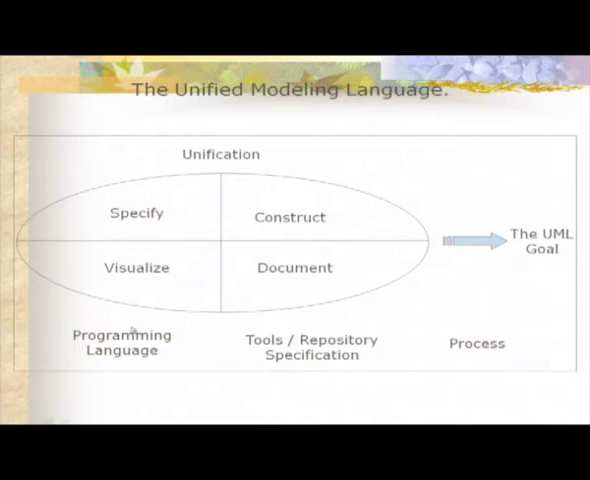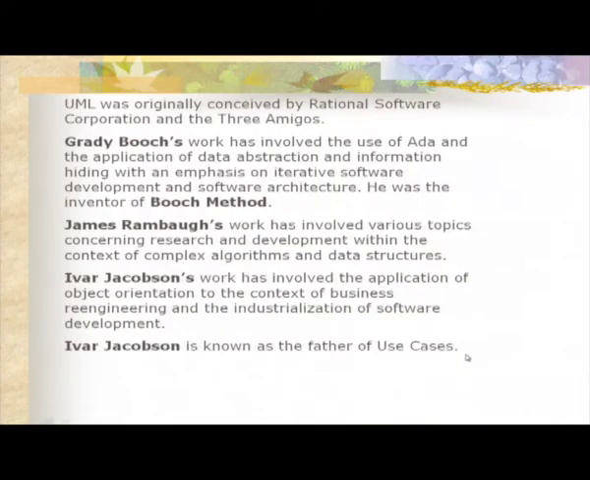Here we have programming languages, tools and processes. UML was originally conceived by Rational Software Corporation. Grady Booch's work was involved. It has involved the use of Ada in the application of data abstraction and information hiding with an emphasis on iterative software. James Rumbaugh's work has involved various topics concerning research and development within the context of complex algorithms and data structures. Ivar Jacobson's work has involved the application of object oriented.